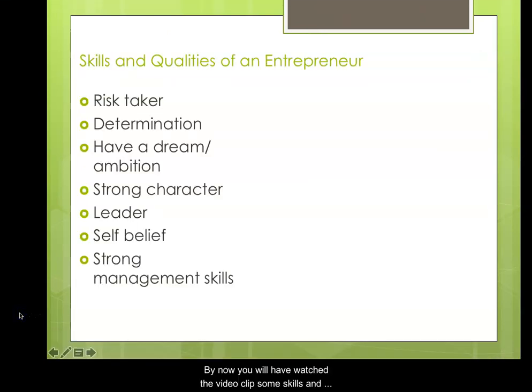By now you will have watched the video clip. Some skills and qualities that I've noticed from watching it is that an entrepreneur has to be a risk taker. They're very determined, so they've got a lot of determination. They tend to have a dream or an ambition. They usually have a very strong character. They tend to be leaders and have great self-belief as well as strong management skills.